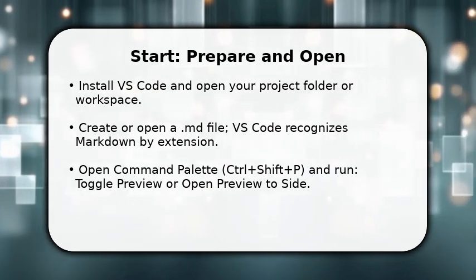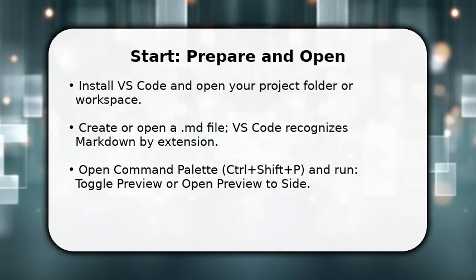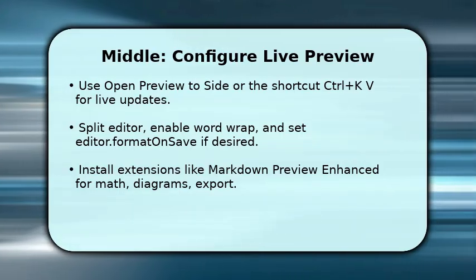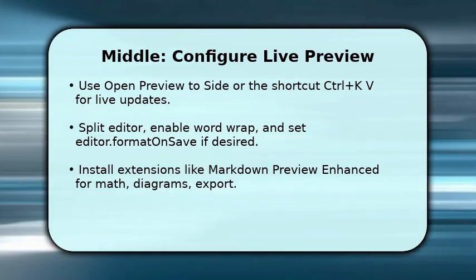Now you configure a smoother live preview workflow. Split the editor and use Open Preview to the Side or the Ctrl+K V shortcut so edits update immediately. This reduces context switching. Enable Word Wrap in the editor. Format on save if you want tidy source formatting while previewing.